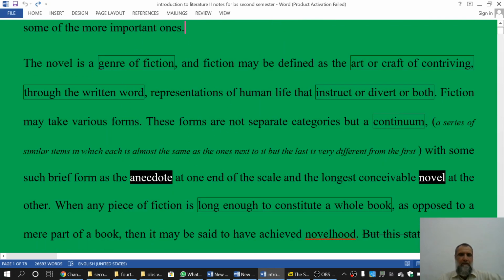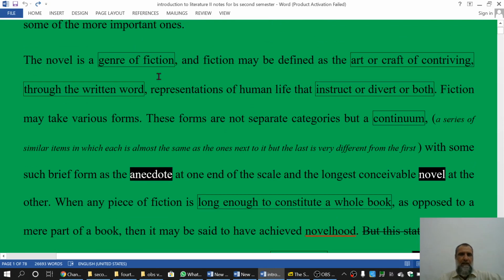In this next paragraph you will learn that novel is the genre of fiction. That is, fiction is a bigger term which includes short stories, long stories, and anecdotes and novella, etc. It is therefore a wider term. In fiction is included novel. So it is the genre of fiction, and it is also called the craft of contriving. Contriving means arranging and imaginatively treating through the written words. So it is in the written form.